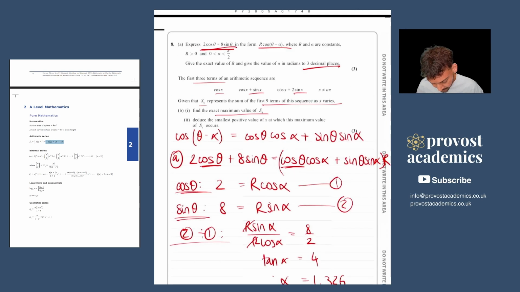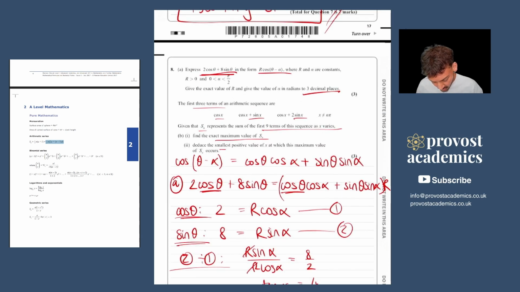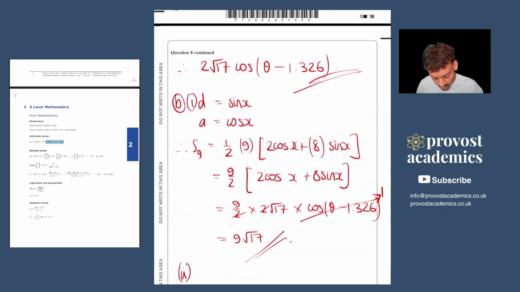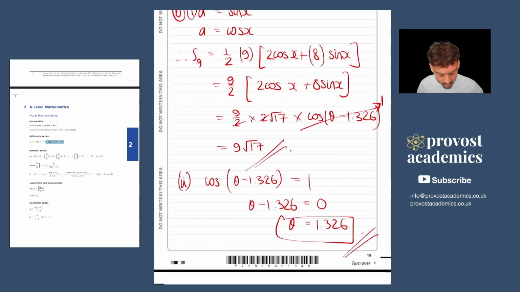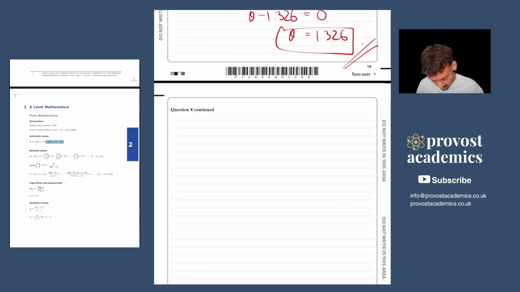Part 2. Deduce the smallest possible value of x at which the max value occurs. So the max value occurs when cos of theta is equal to 1. So if I do cos inverse of 1, that should be just equal to 0. And theta has to equal 1.326. Okay, makes sense? Lovely.